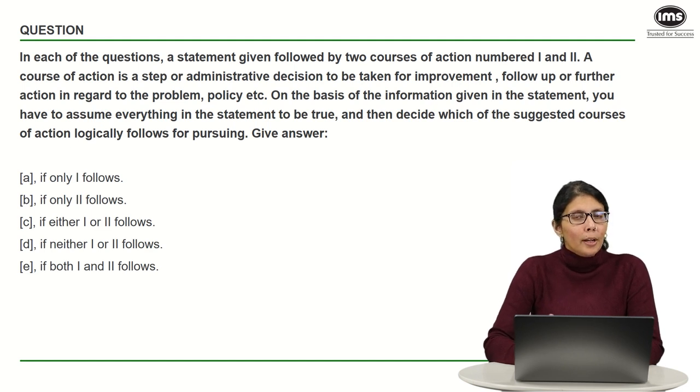When we say either 1 or 2 follows, it means that both of them could be helpful in solving the problem, but both these courses of action cannot be taken together. They cannot both be done at the same time. But when we say both 1 and 2 follows, it means both courses of action will be helpful, and both can be done at the same time. D is fairly self-explanatory. Neither 1 nor 2 follows simply means that neither of these courses of action will help.